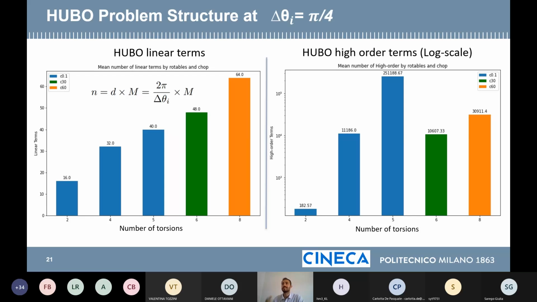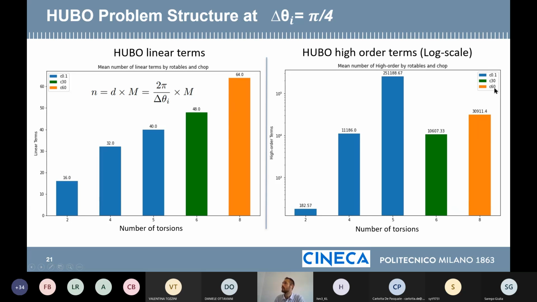Okay, now let's see what we did. So how the HUBO, the high order binary optimization problem, looks like. The number of variables in this HUBO, in the formulation that you have seen before, grows like d times m. So if we consider only 2 torsions, we have 16. We have to solve a problem with 16 variables, and if we go to 8 torsions, we have to solve a problem with 64 variables.